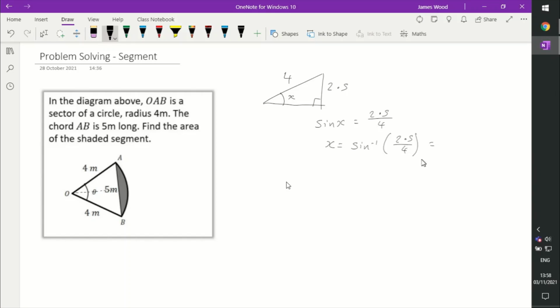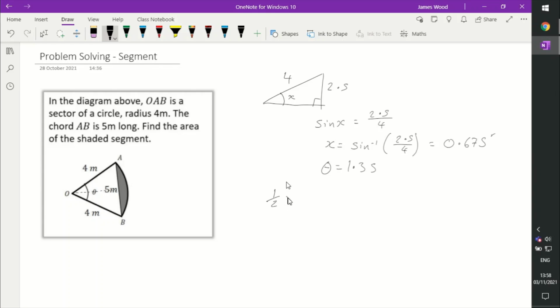Which gives me 0.675 radians. Okay, so then angle theta must be twice that. So that's 1.35. And now we've got a similar problem to what we had before. Okay, so I can do the area of the sector minus the area of the triangle.